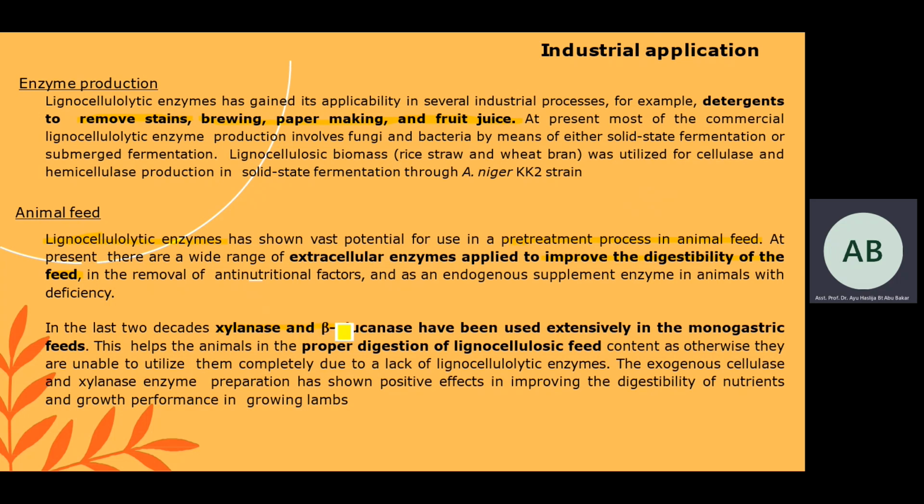Xylanase and beta-glucanase have been used extensively in monogastric feeds. This helps the animals to properly digest the lignocellulosic feed. If they don't properly digest, the animal will feel some gastric pain or bloating. So they add the lignocellulosic enzyme to the feed before giving it to the animal.